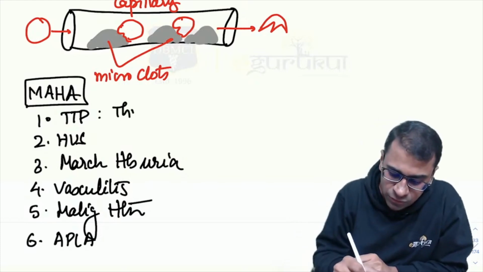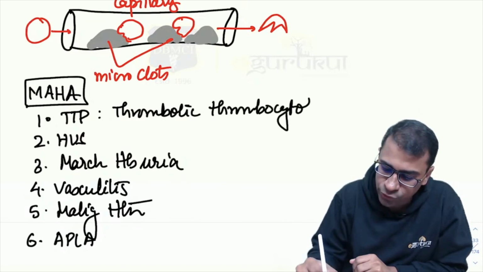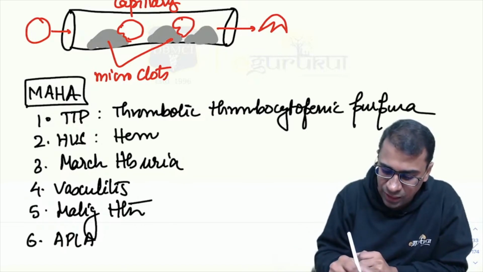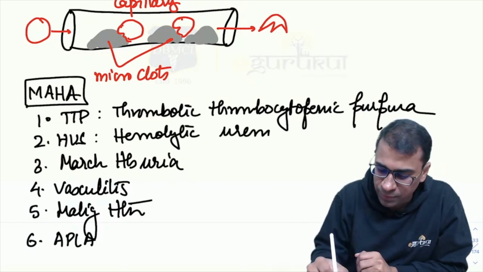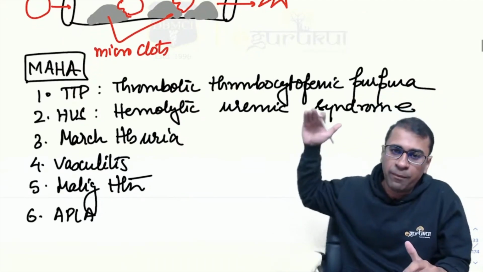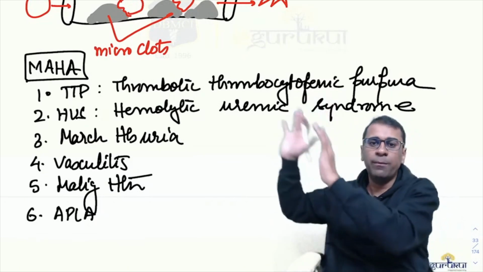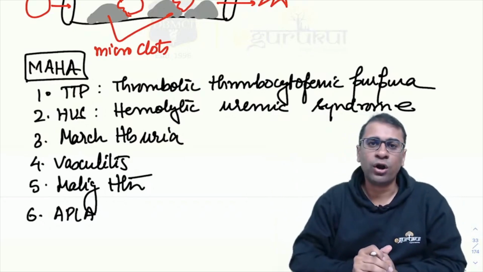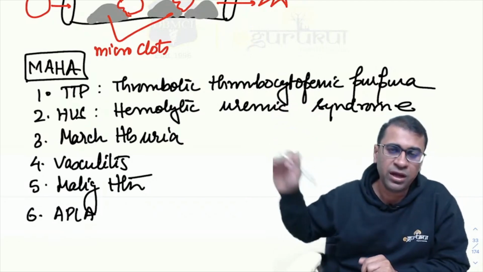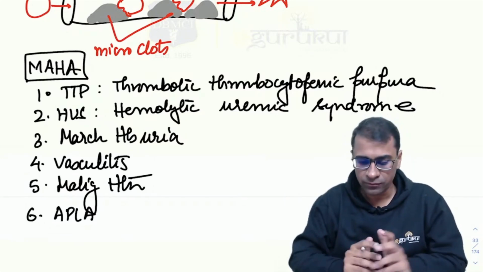What is TTP? Thrombotic thrombocytopenic purpura. HUS is hemolytic uremic syndrome. It can also be seen in march hemoglobinuria, vasculitis, malignant hypertension, APLA. All of these are causes of MAHA, and MAHA shows schistocytes, also called helmet cells. TTP, HUS, march hemoglobinuria, vasculitis, malignant hypertension, and APLA can all show you this typical pattern.